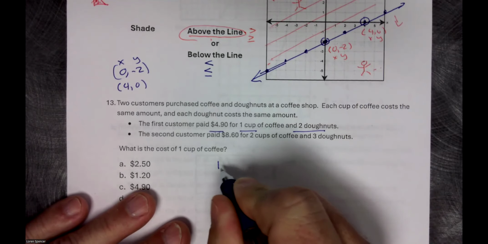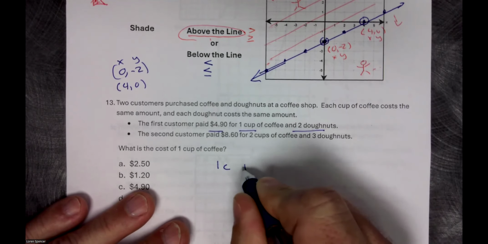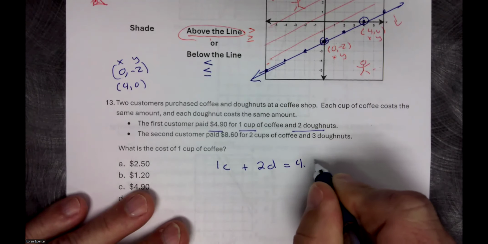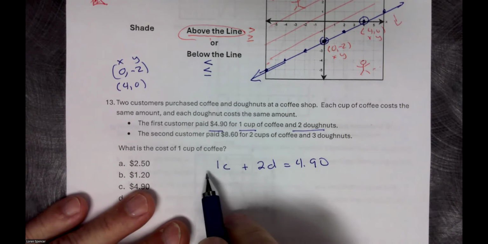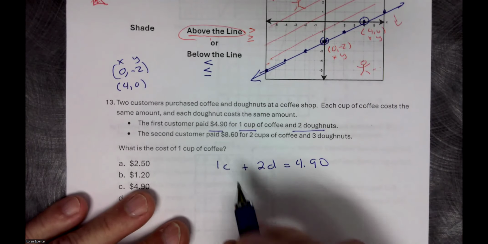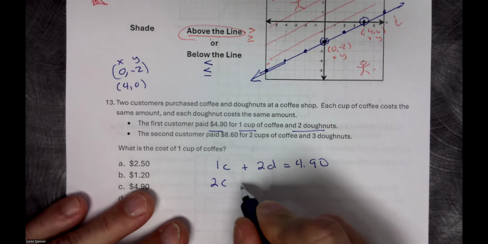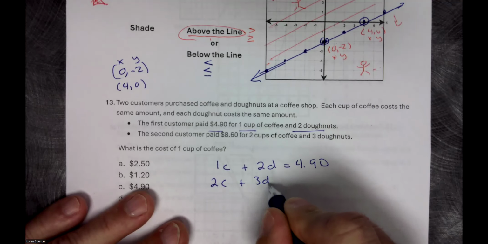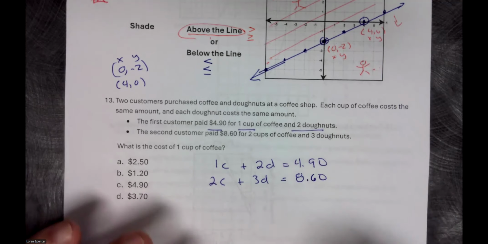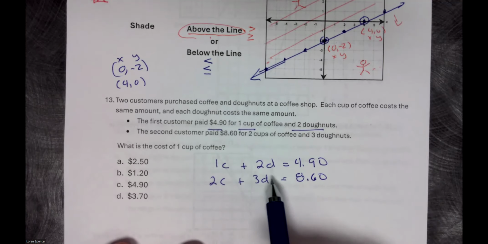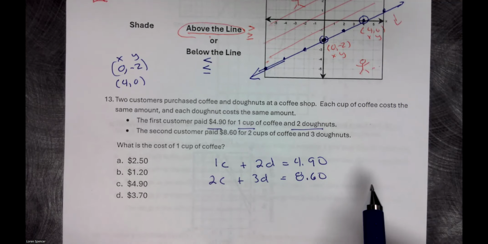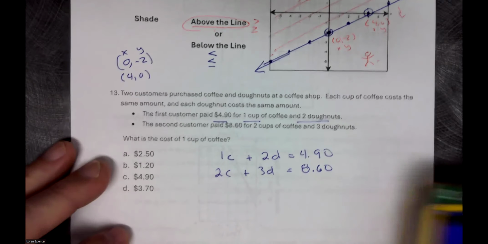So we have 1 cup plus 2 donuts equals $4.90. That's my first equation. The second customer paid $8.60 for 2 cups plus 3 donuts, and they paid $8.60. Well, here I have 2 equations and 2 unknowns. Now we can solve this by substitution or elimination, etc., but I'm going to solve it by matrices.